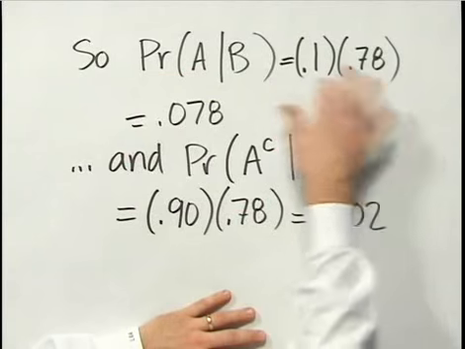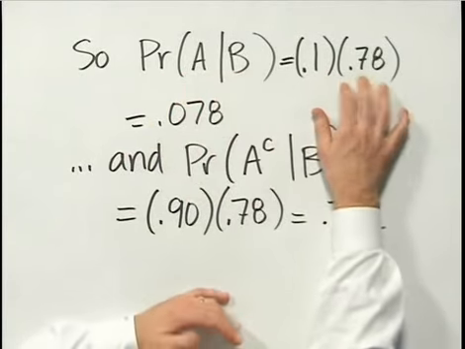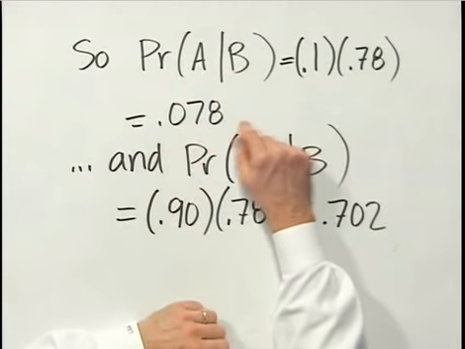And while I'm at it, I might as well give you both probabilities. Since I bothered you with this business about A complement and A, I might as well give you both probabilities and talk about that a little bit more. So let's look at the board in which I've written out the calculation. The probability of A given B is simply 0.1 times 0.78, which is 0.078 or 7.8%.